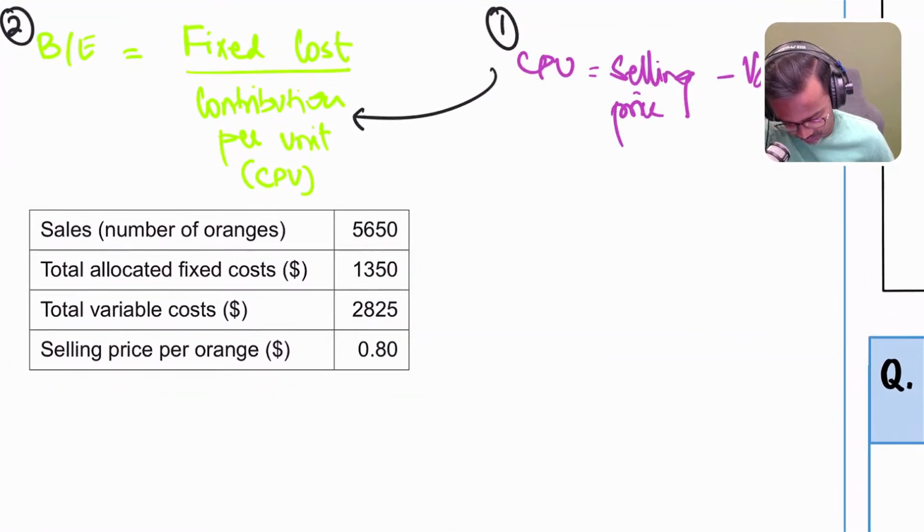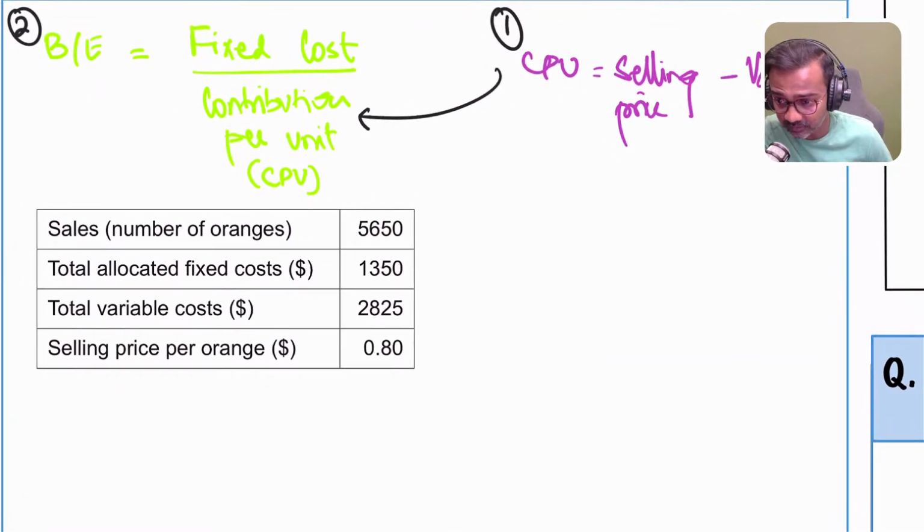Okay, everybody can see now. Yeah, so these are the numbers we are working with. So we are given number of oranges sold in July, 5650. Total allocated fixed cost, so we know that's this. Total variable cost, 2825. Selling price per orange, 0.80. So first we need to fill in all of these numbers.